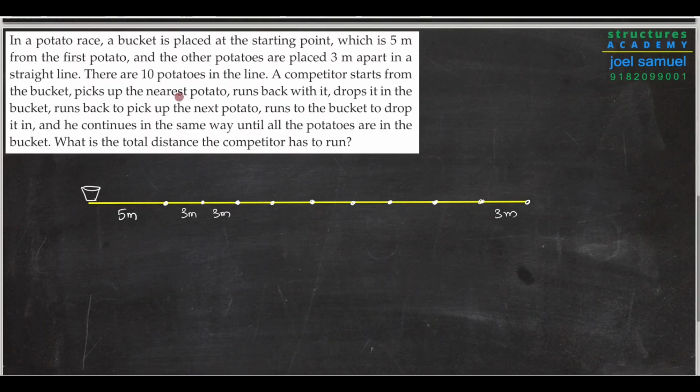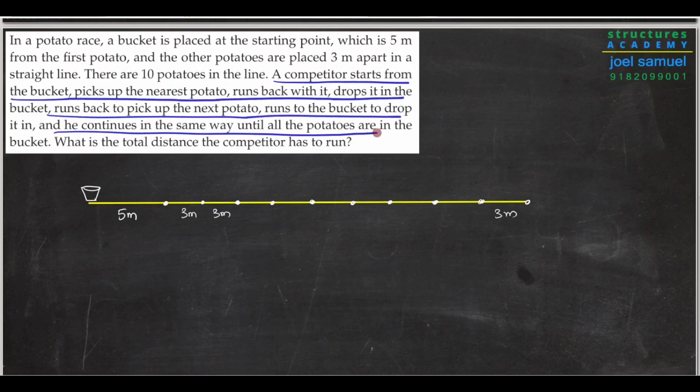So what are they asking us to do? The competitor starts from the bucket, picks up the nearest potato, runs back with it, drops it in the bucket, runs back to pick up the next potato, runs to the bucket to drop it in. And he continues in the same way until all the potatoes are in the bucket. What is the total distance the competitor has to run?